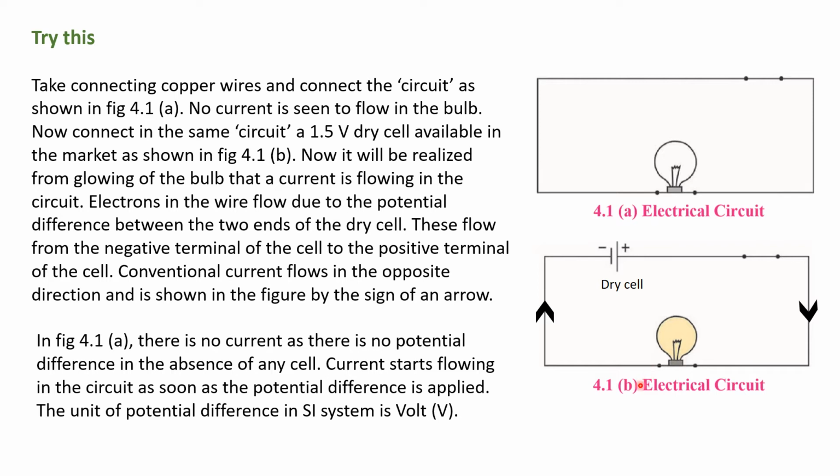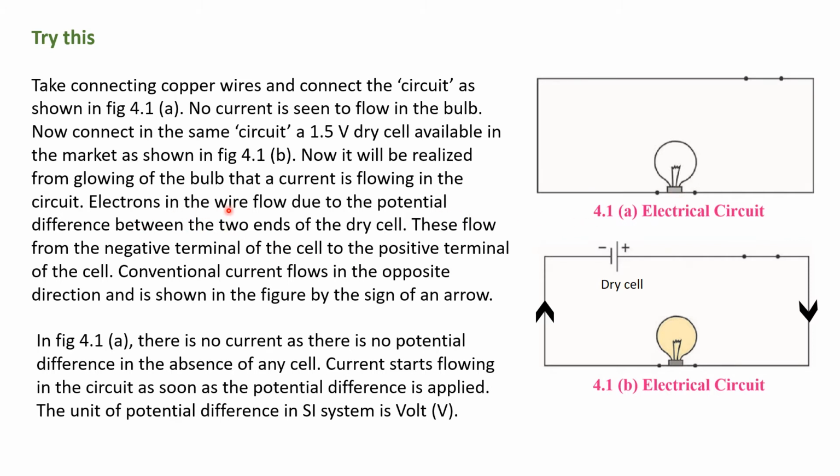Now it will be realized from the glowing of the bulb that a current is flowing in the circuit. See, in the second figure the bulb is glowing, and in the first picture what you are observing, the bulb is not glowing. So what is the difference? What is the reason why the bulb is not glowing in the first picture? See, the reason is what?